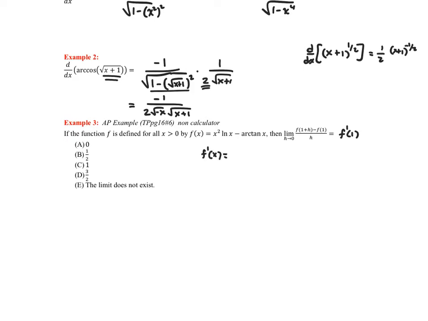F prime of x, we're going to use the product rule first. So that'll be 2x ln of x. So I took the derivative of the first, left the second alone, plus the first times the derivative of the second. Derivative of ln of x is 1 over x, minus the derivative of arctangent of x, which is 1 over 1 plus x squared. Now I'm not going to simplify. I'm just going to plug in a 1.